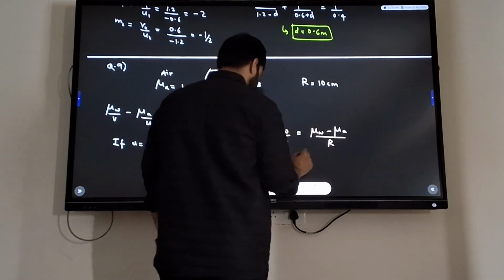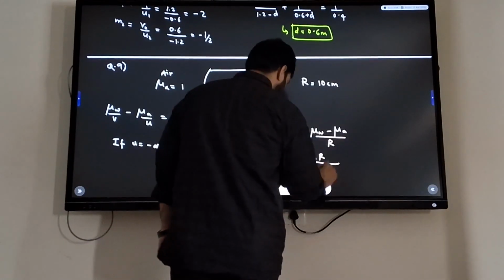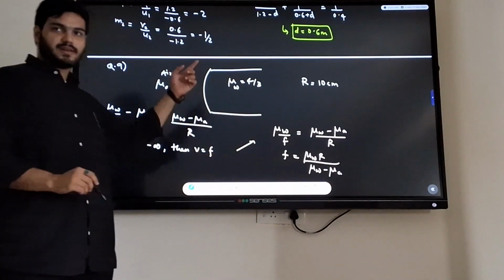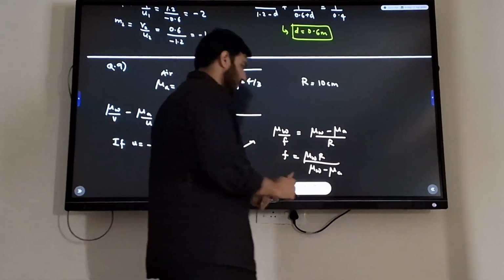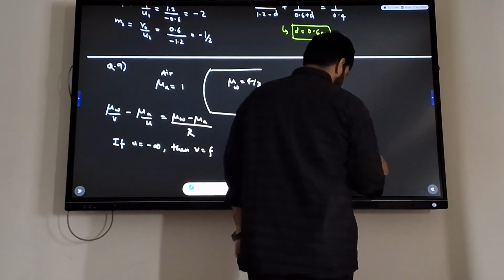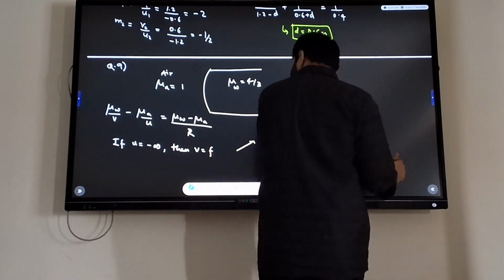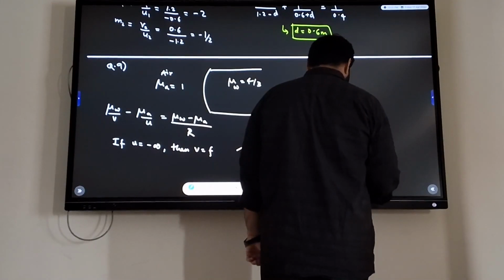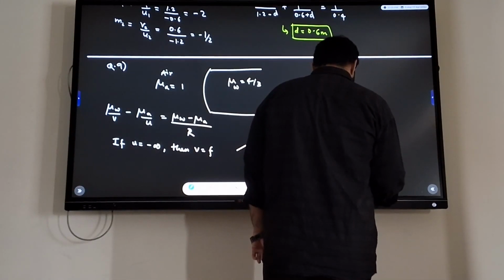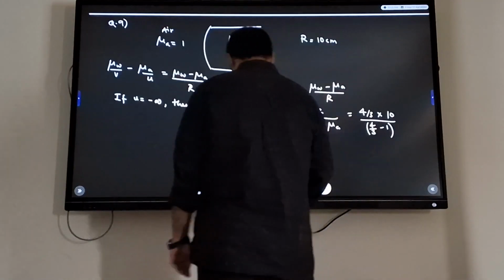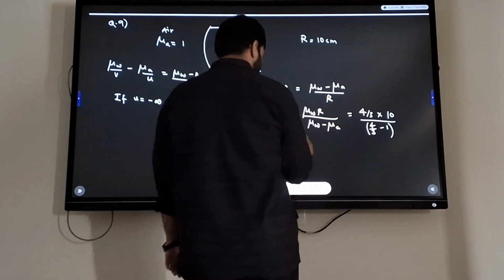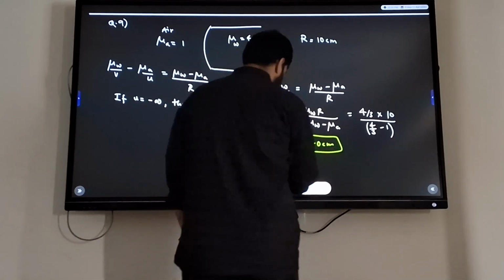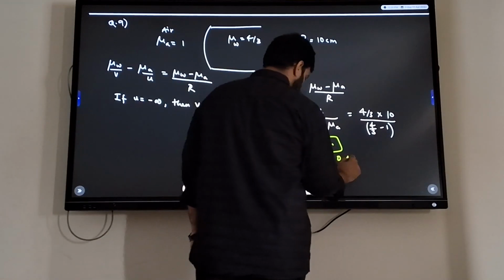And what is f then? Mu w into r over mu w minus mu a. It's exactly like the question that we have done earlier. Then what is mu w? 4 by 3 into 10 centimeter. That's in centimeter, I can leave it like that as well. And here, please check the calculations and tell me is it correct or not. This will give me 0.4 meter.